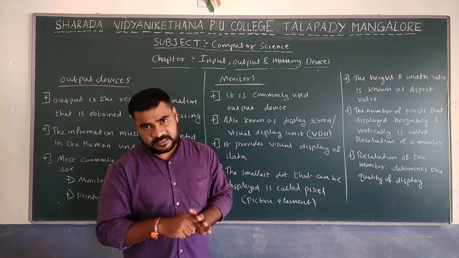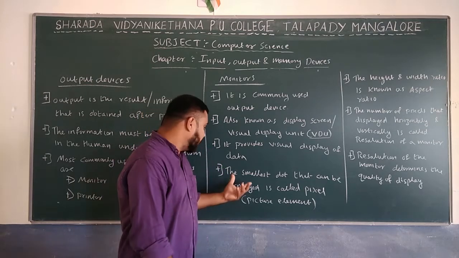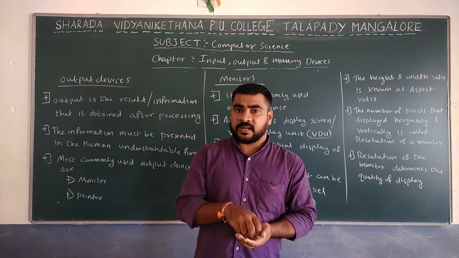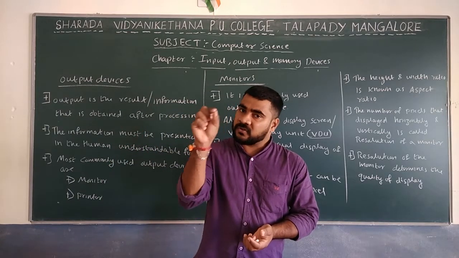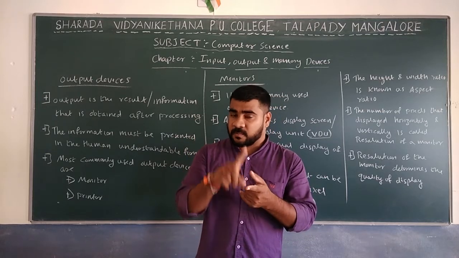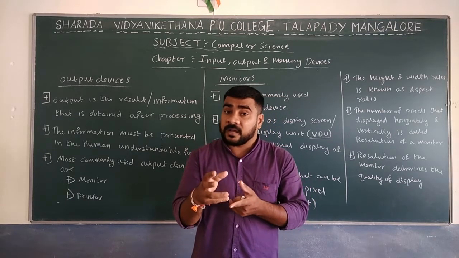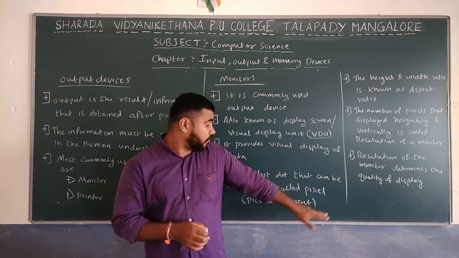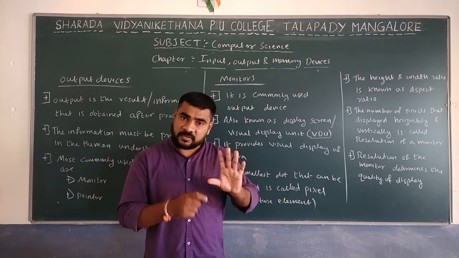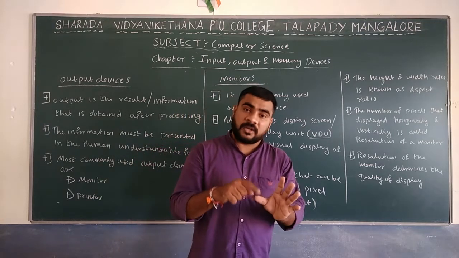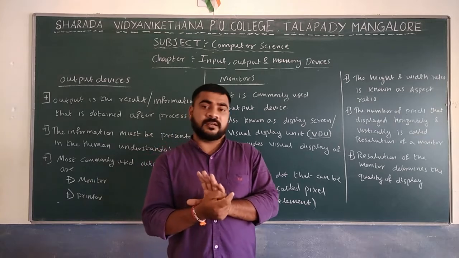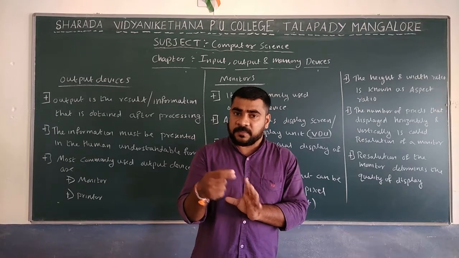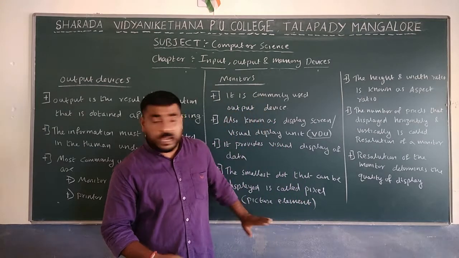Those dots are known as pixels. The smallest dot that can be displayed is called a pixel. In a screen, the small unit, the small dot that can be displayed, is known as a picture element, or pixel. Remember, a pixel is the dot that can be displayed on the screen. It is also known as a picture element.